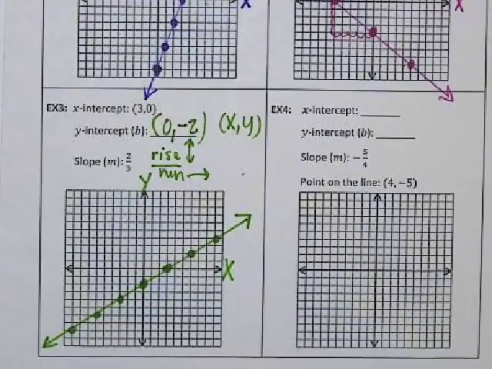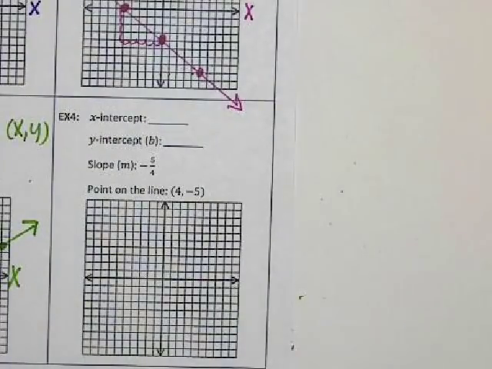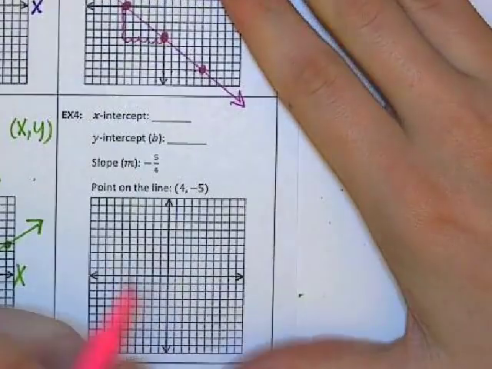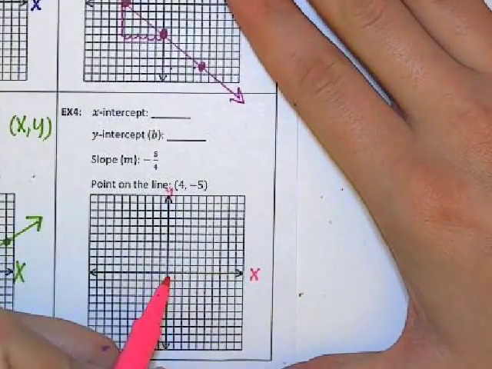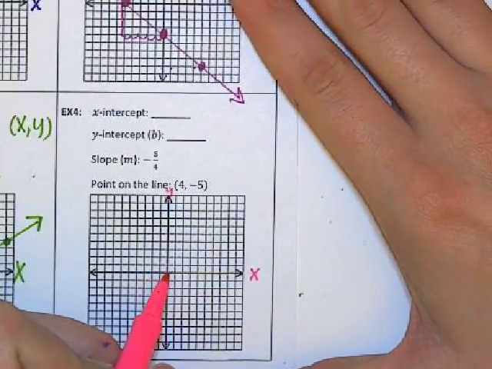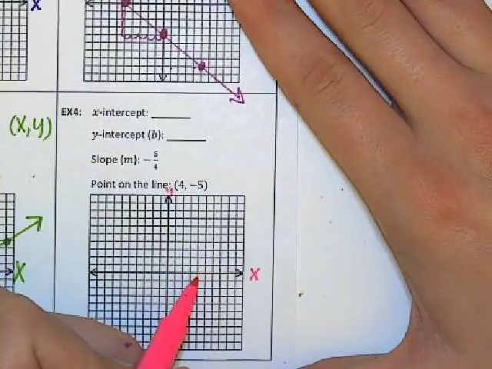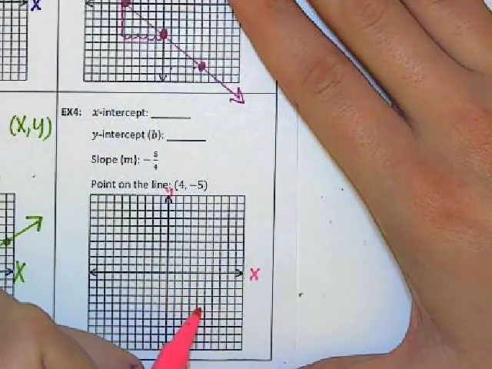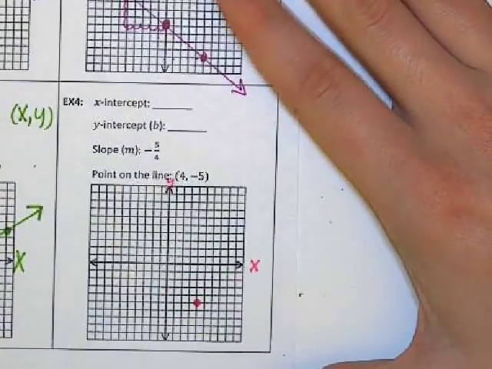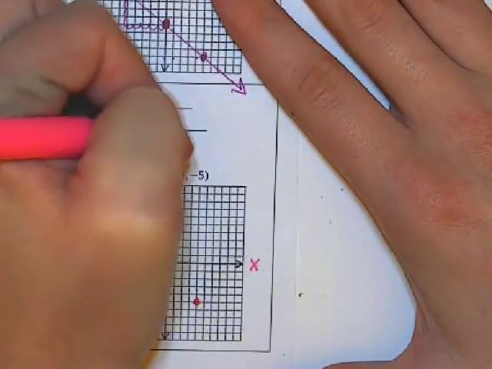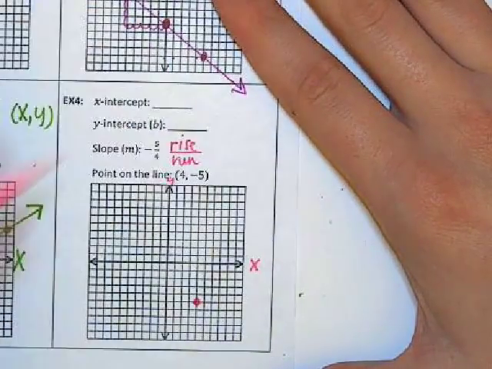Okay, example 4. What information is this giving me now? Slope and just a random point. Can I do slope from a random point? Yes. Okay, so let's go plot this random point. Draw your x and your y-axis first, or label it. And I'm going to go plot the point 4, -5. So go positive 4, down 5.